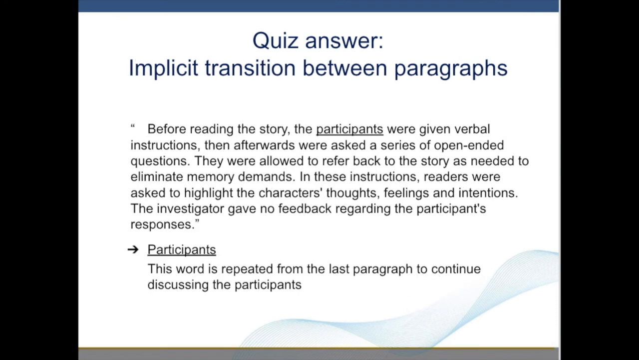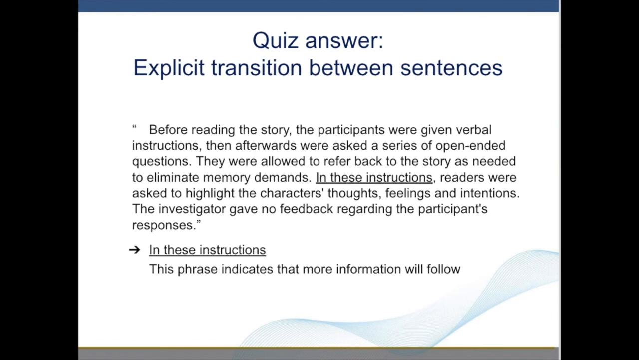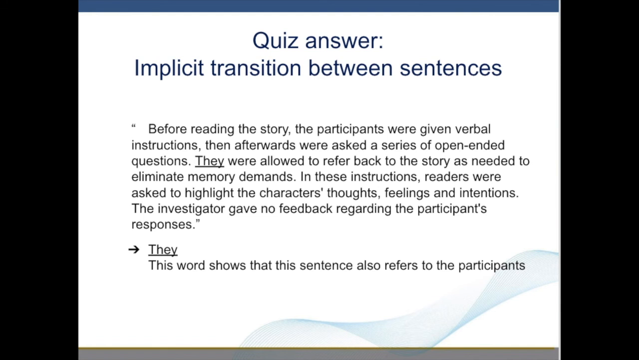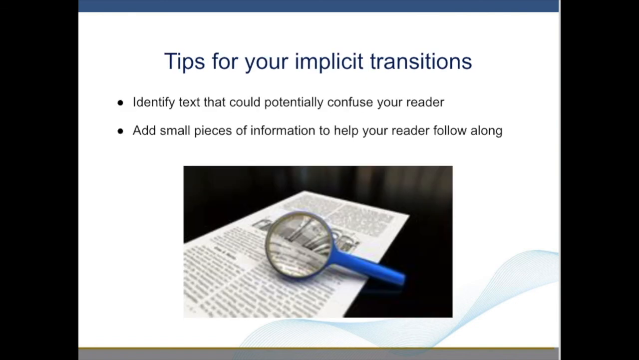Participants. This word is repeated from the last paragraph to continue discussing the participants. In these instructions. This phrase indicates that more information about the contents of the instructions will follow. They. This word shows that this sentence also refers to the participants. For your implicit transitions, try to identify parts of your text that could potentially confuse your reader. Add small pieces of information to help your reader follow along with each sentence and paragraph.